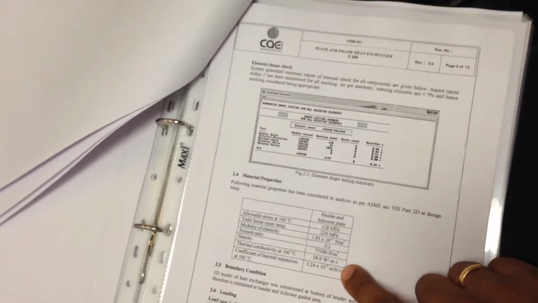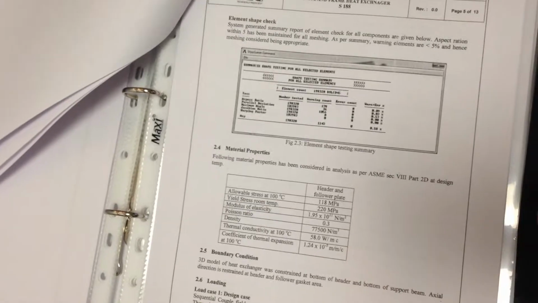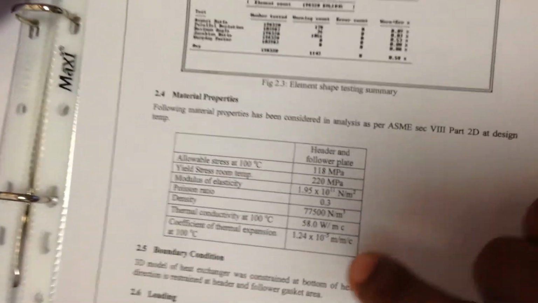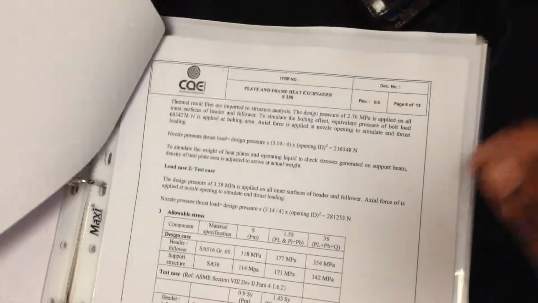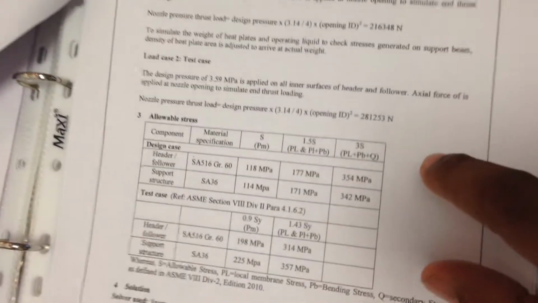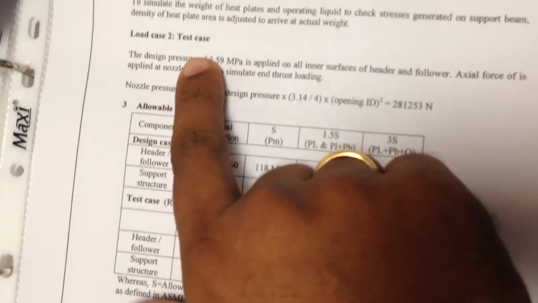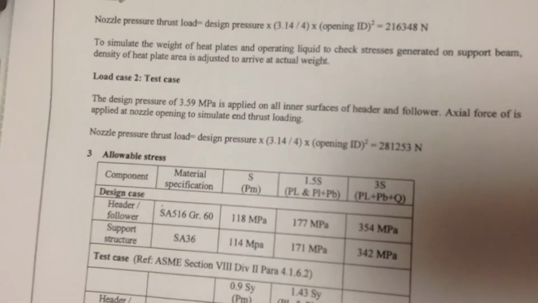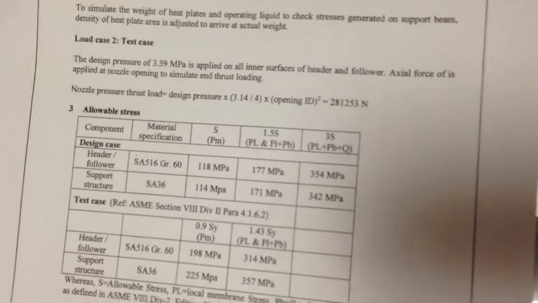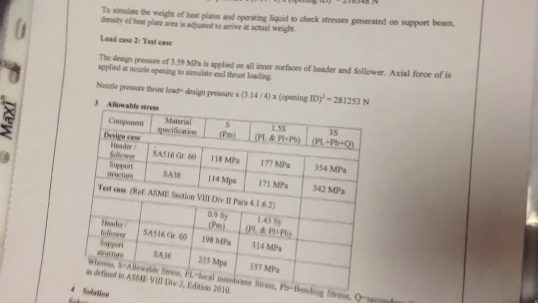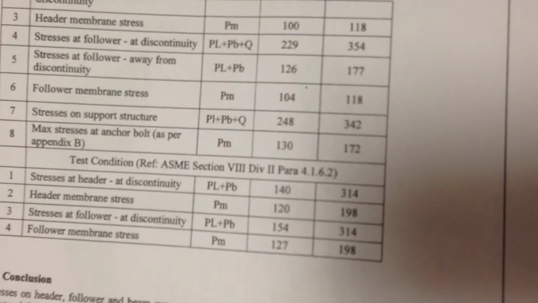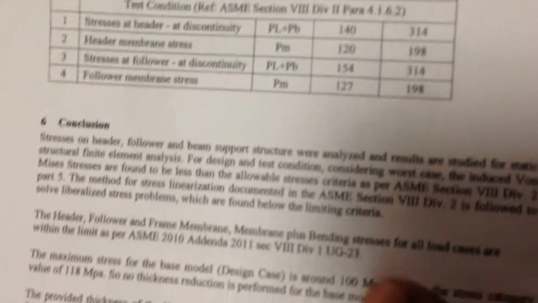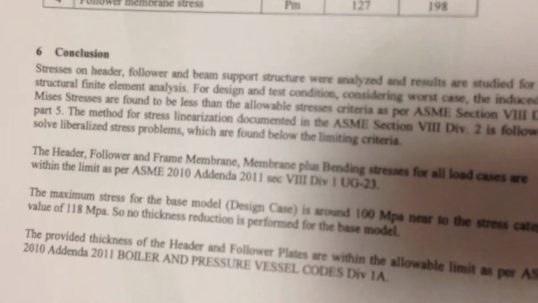Okay. This is the material properties of the carbon steel plates we are purchasing, the stress values, and all the details as per the certificate, and the different load case conditions, like the test load we are applying in the software. They make the report based on what pressure we are giving. This also has the stress values, different ratios and calculations they made. And this is the final conclusion they have obtained.